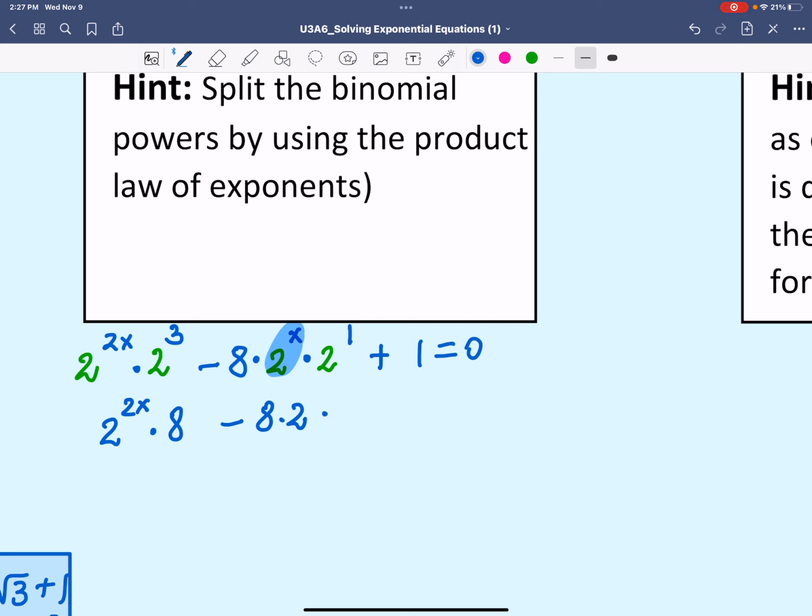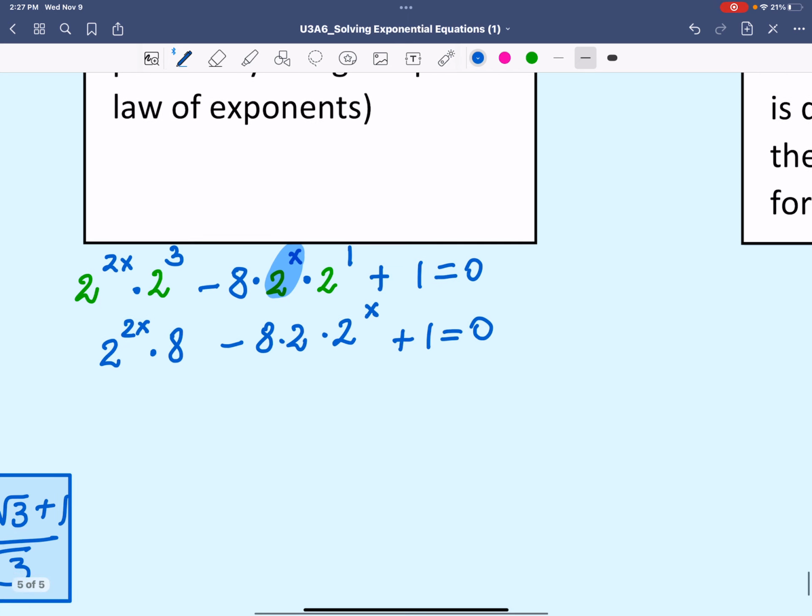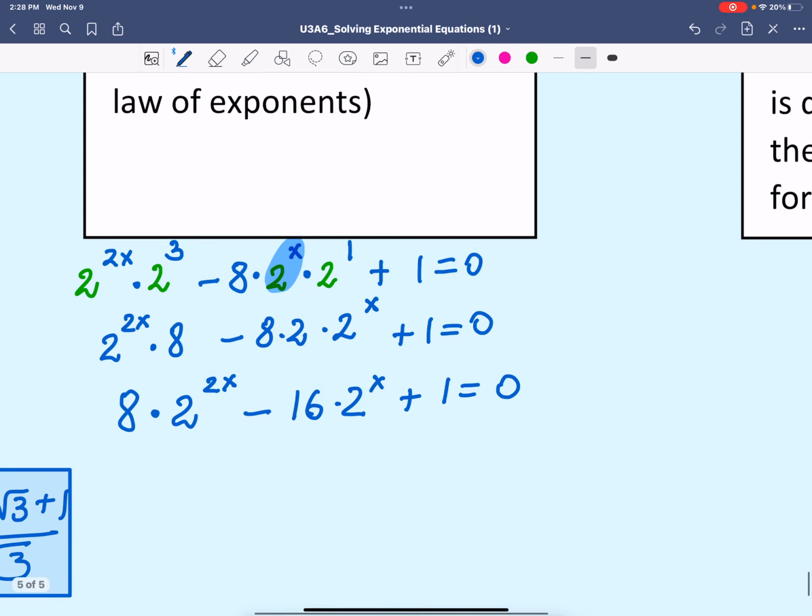So that would be equal to 16. So that's 2 to the power 1, right? And then 2 to the power of x. And then we have plus 1 equals 0. So this time what I'm going to do is number 8, since it serves as a coefficient of this term, can be brought in here at the front. So 8 times 2 to the power of 2x minus 16 times 2 to the power of x plus 1 equals 0. So one last step. As you can see, we're getting closer to shaping this equation into a quadratic exponential. So we have 8, then we have 2 to the power of x squared, minus 16 times 2 to the power of x, plus 1 equals 0.